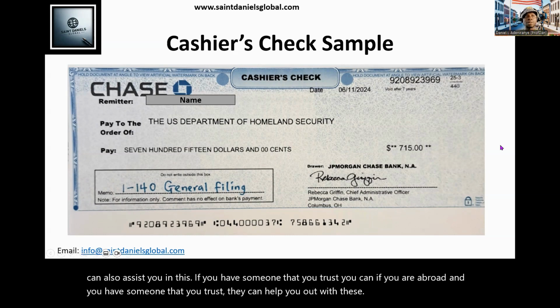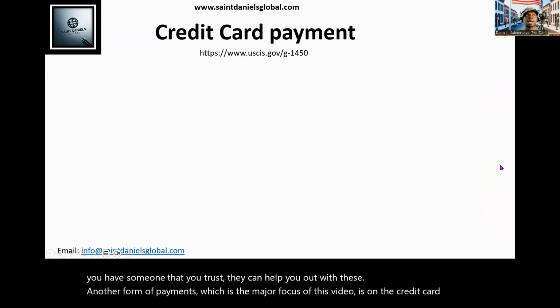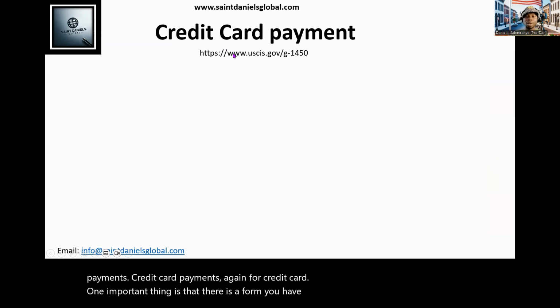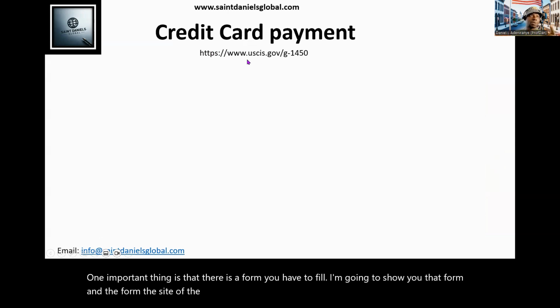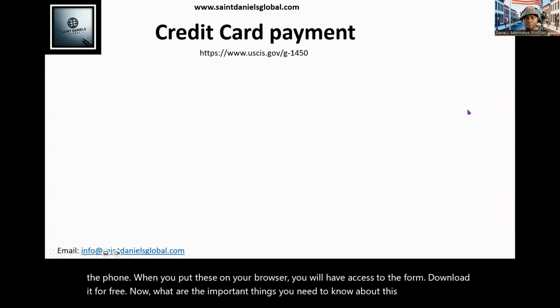Another form of payment, which is the major focus of this video, is credit card payments. For credit card, one important thing is that there is a form you have to fill. I'm going to show you that form. The site of the form you can see on the screen: USCIS.gov/G-1450. That's the form. When you put this in your browser, you will have access to the form. Download it for free. Now, what are the important things you need to know about credit card payments is what I'm going to share with you.